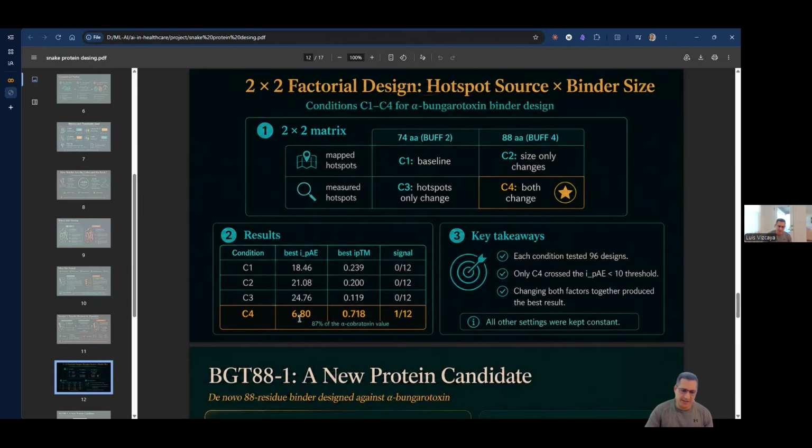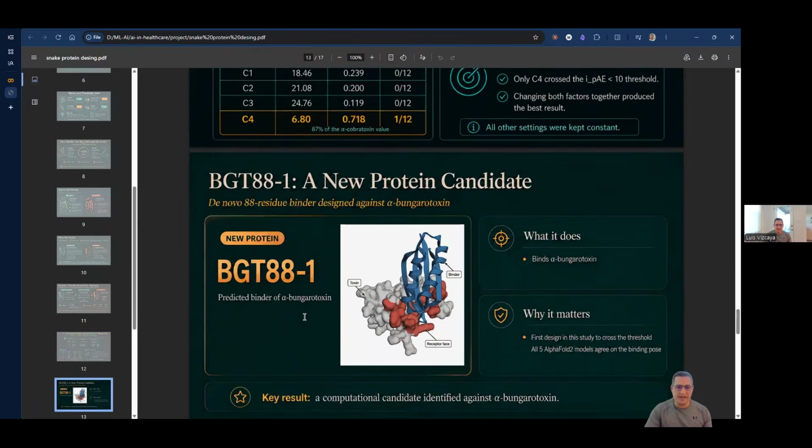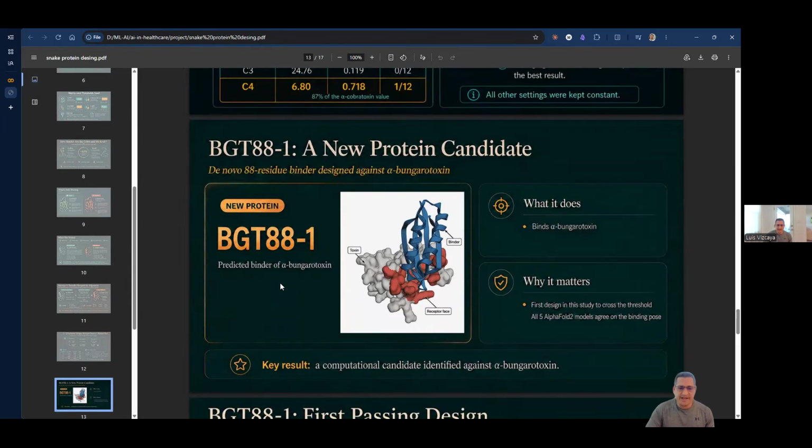I got 6.8 in the IPAE and 0.78 in the IPTM, which is like 85%, 87% of what the cobra toxin did. The IPAE for the cobra toxin is 5.9, so we are pretty similar here. So I call this protein BGT88 version 1. This is the real rendering of it.